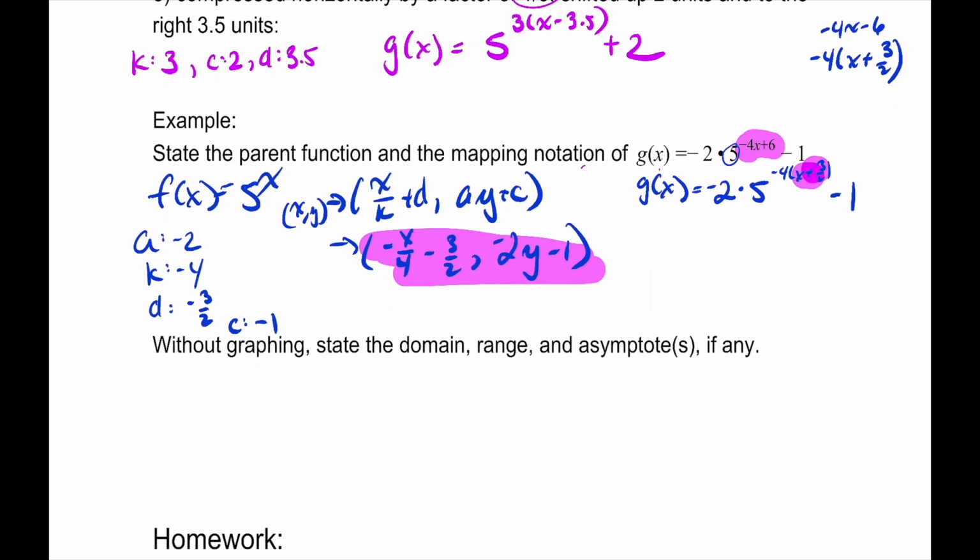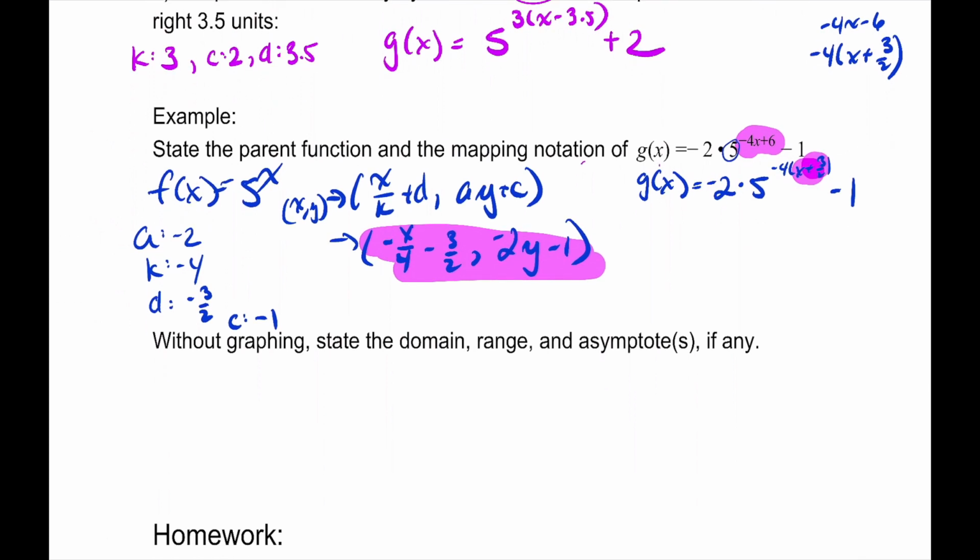Last but not least, without graphing, because graphing this would be kind of tough with lots of fractions in there, how can we state the domain, range, and the asymptotes, if any? Well, there's going to be an asymptote because we're dealing with an exponential function, and we know it's going to be a horizontal asymptote. But let's do the domain first, because that's the easiest one. For every single exponential function, no matter how it's transformed, x could be anything. You can have any value of x in there because you can have any number for an exponent.